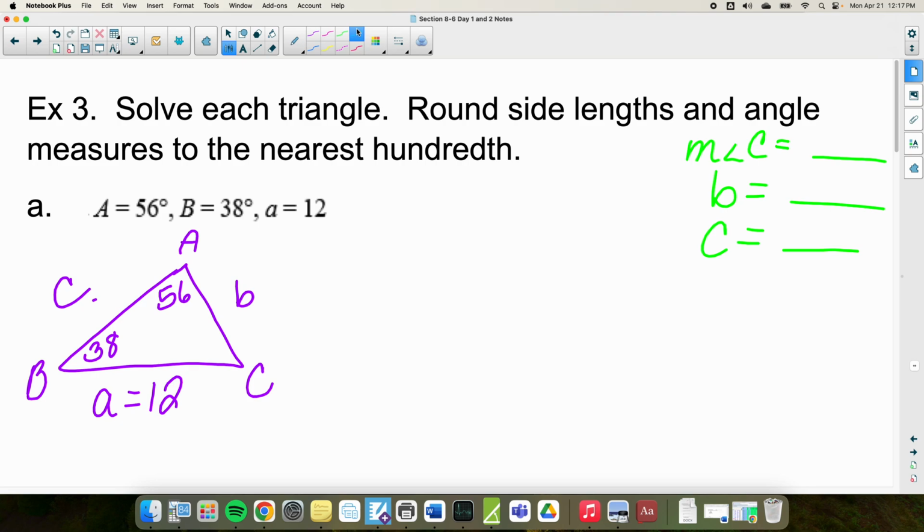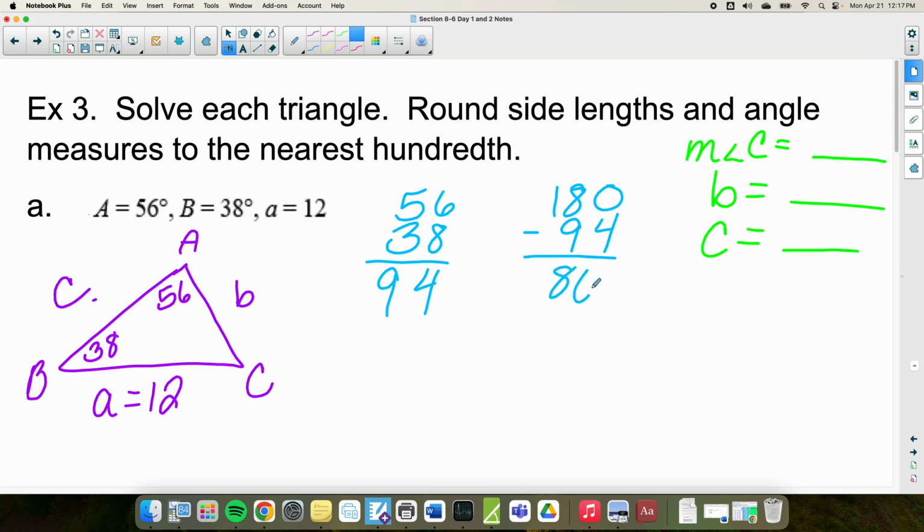Now, do you guys know how we could find angle C right away if you know two angles? Do you know how to do that? You add them and minus them from 180. Very good. So you could just put this in your calculator, 56 plus 38 is 94. And then I'd go 180 minus 94, which is 86. And that is the measure of angle C. And then you want to come back here and put that in your triangle, okay?